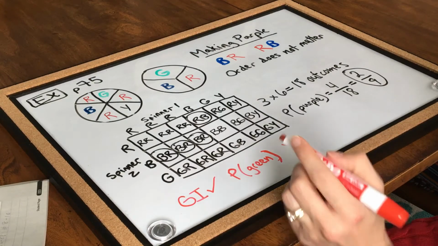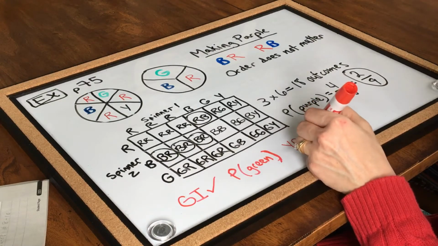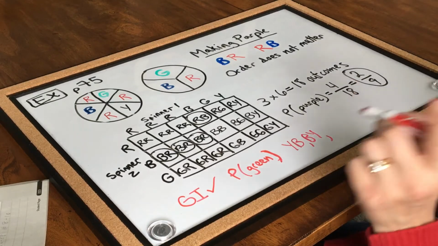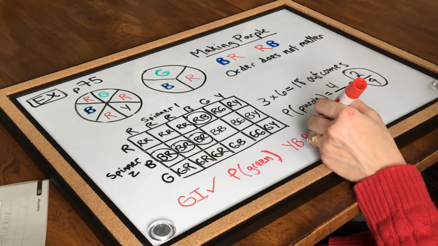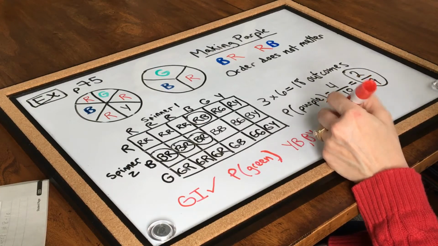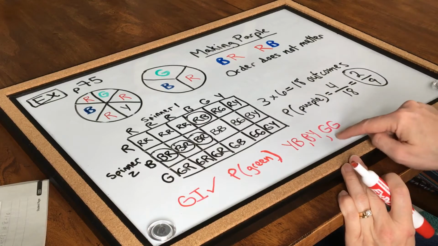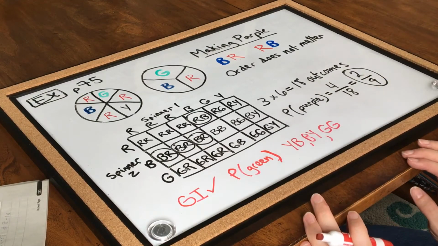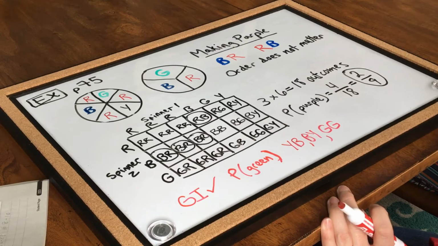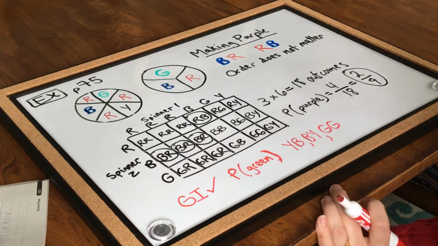Or blue and yellow would be a possibility. Or there's one more that's a possibility. If you get 2 greens mixed together, well, green mixed with green just makes more green. So these are your possibilities. Okay, pause the video, and then when we come back, I'll give you the solution.